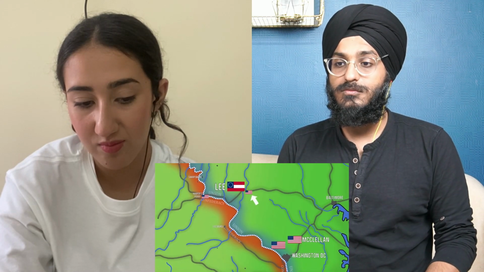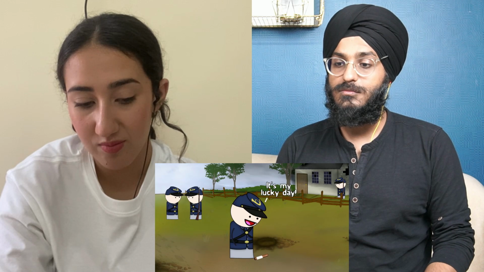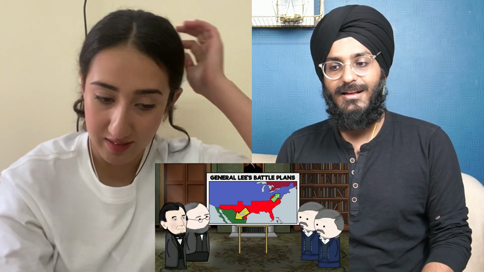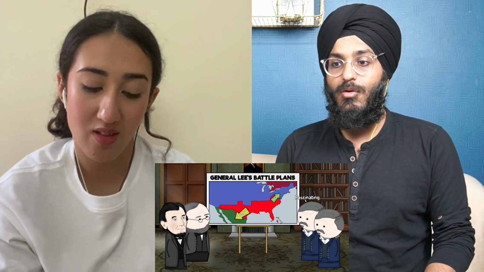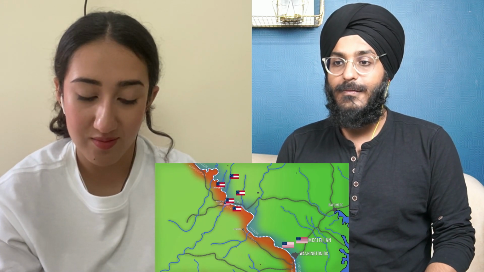But on September 13th, the North finally had some luck. "Oh boy, it's my lucky day! A cigar in a field. Hey, what's this wrapped around it?" Oh my gosh! That's right, the North had discovered General Lee's battle plans wrapped around some cigars. Oh, wow. In them, they saw that Lee had split up his forces.